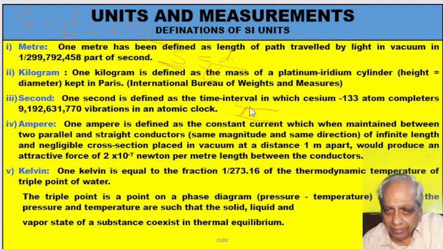Then Kelvin. Kelvin is the unit of temperature. Like you might have seen, solid ice and water in equilibrium at 0 degrees C. Similarly, I can have solid, liquid and water vapor, all three in equilibrium. Then if I take this fraction of that temperature, 1 upon 273.16, I will get 1 Kelvin.